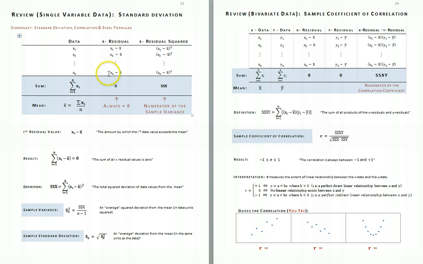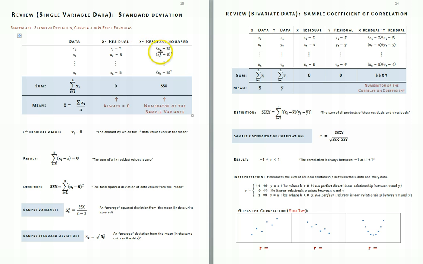This is the x residual column. x1 minus the mean x bar, x2 minus the mean x bar appears here, and so forth. Whenever we sum all residuals, we get 0.